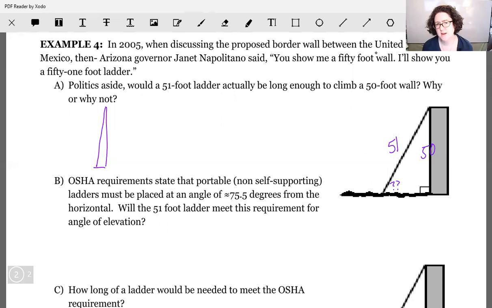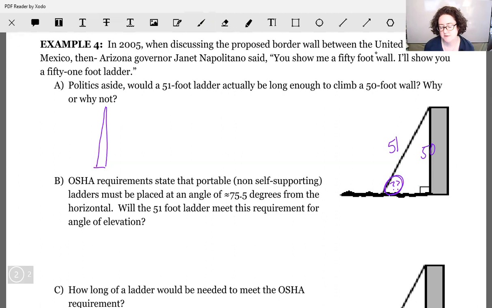This is why usually if you're getting up on a simple ladder, like against the side of the house, you should always have a spotter to make sure that the base of the ladder doesn't move. And so we need to see, is that 51-foot ladder going to meet that requirement in that scenario? So let's solve for that angle and see what happens.